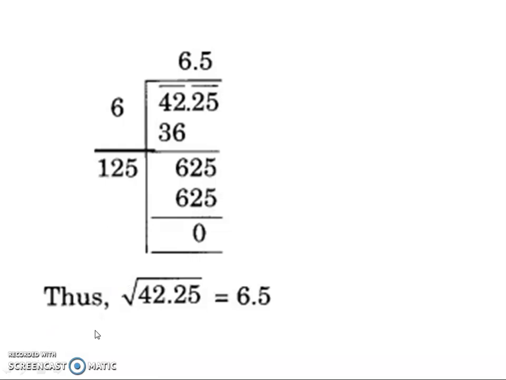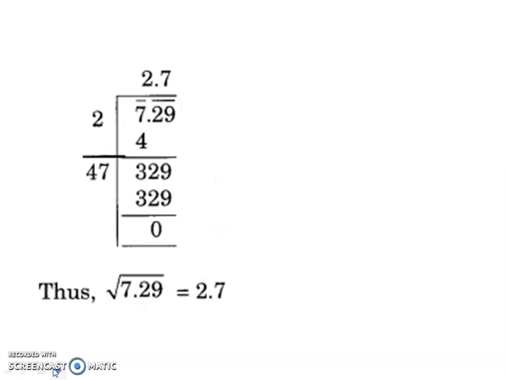Next. 7.29. Yes, children, here you have a 3-digit number. The whole number part is having only 1 digit and the decimal part is having 2 digits. Isn't it? Now, let us see how we are going to group it. From the decimal point to left to right, one group. That is 29 is the first group.